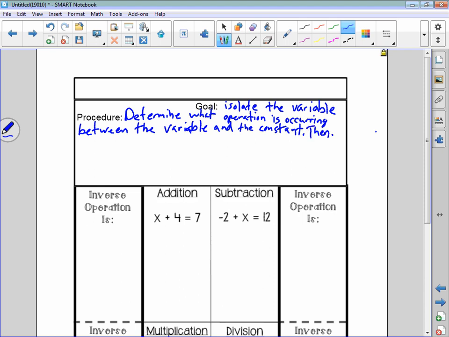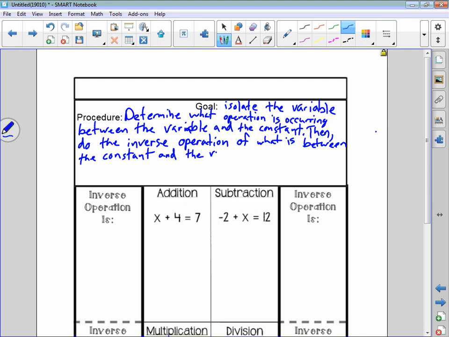Then do the inverse operation of what is between the constant and the variable, to each side of the equation.